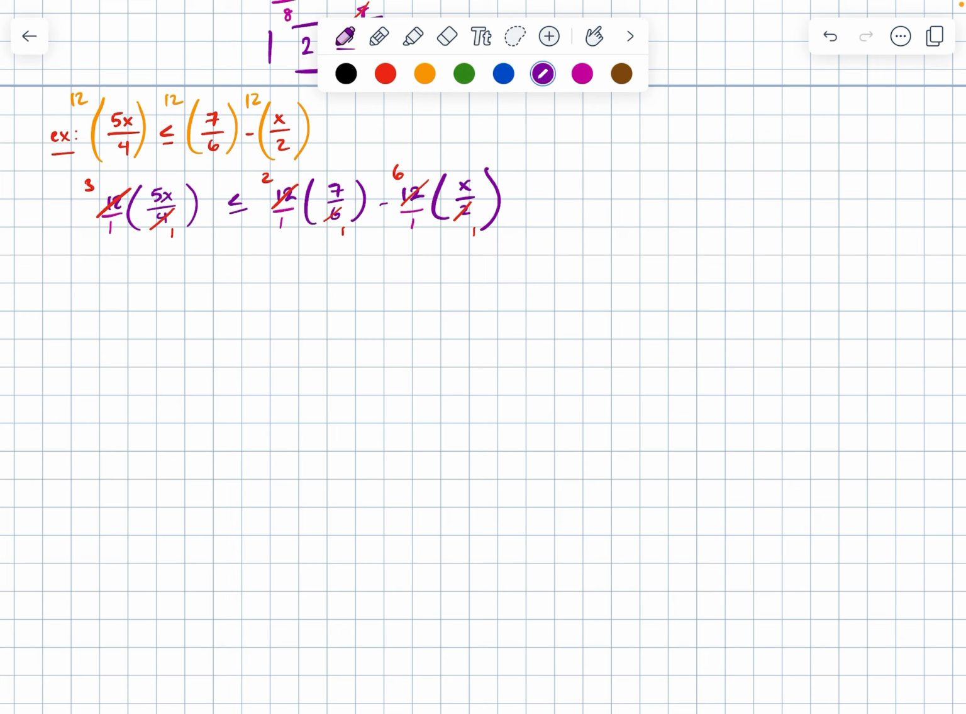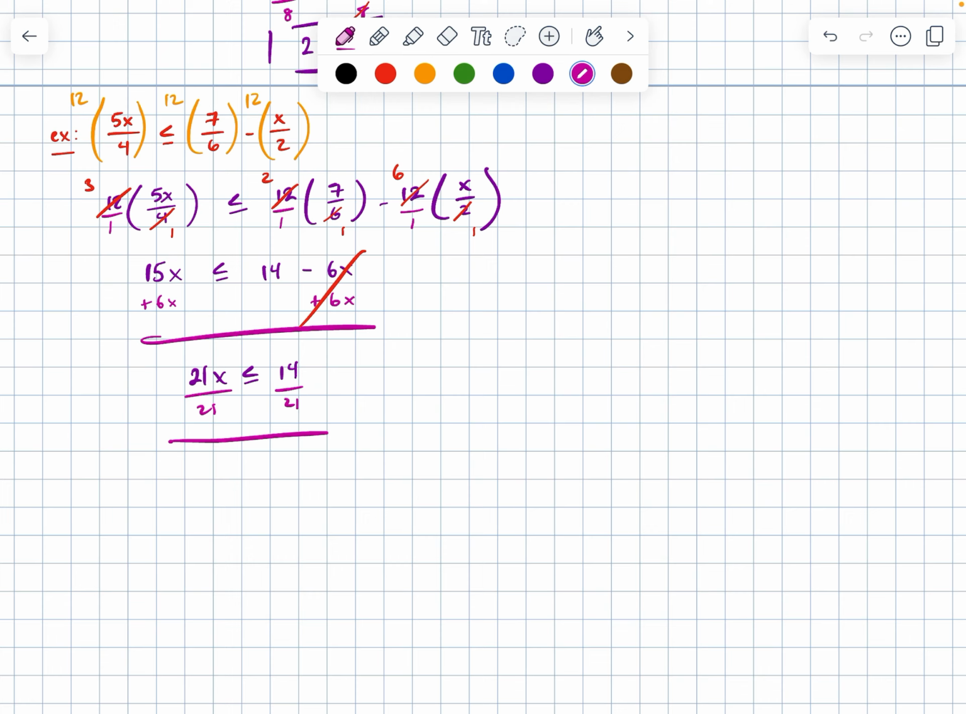Now I'll do my multiplication. I have 3 times 5x in the first slot, which is 15x, which is less than or equal to 2 times 7, which is 14, minus, I have 6 times x. Well, that's 6x. Cool. So now I need to get all my variables over to the same side. Maybe I'll add 6x, add 6x. On the right side, they undo each other. I've got 15 plus 6, which is 21x is less than or equal to 14.